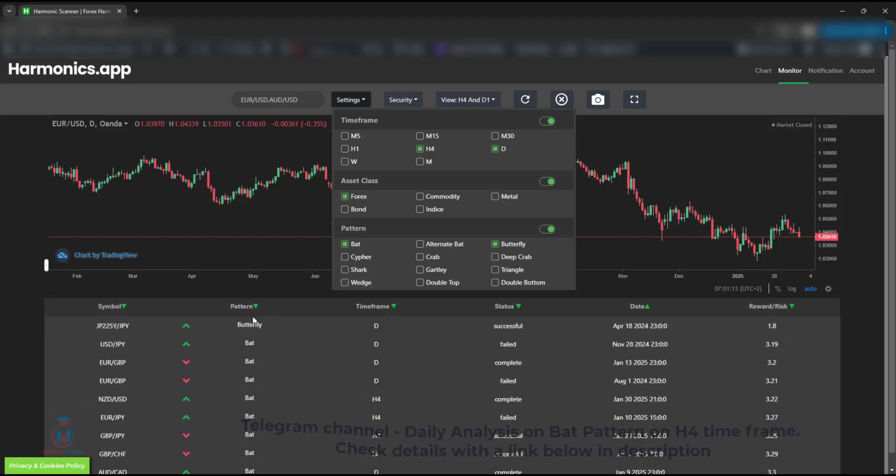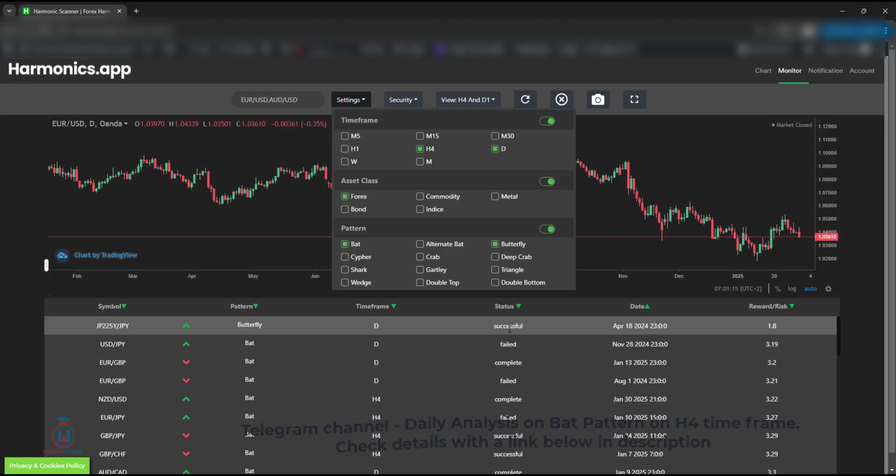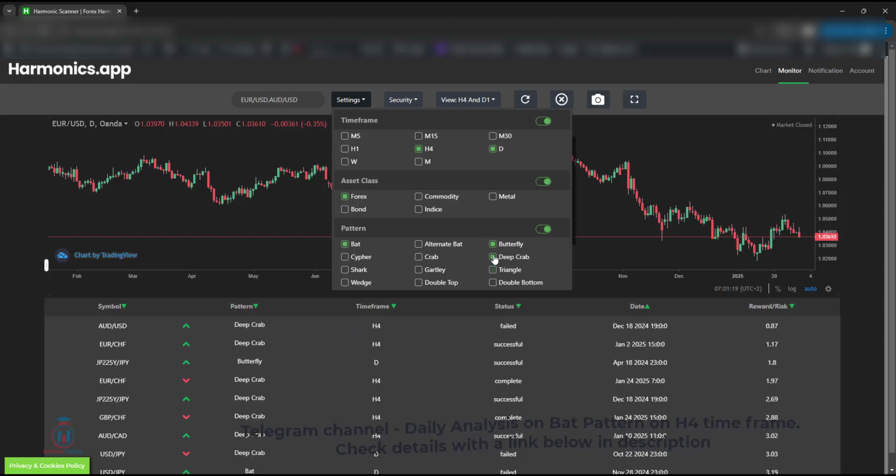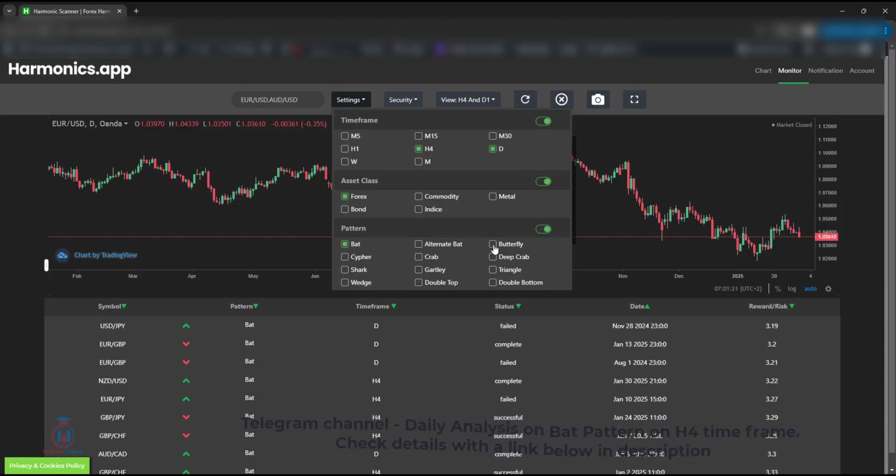Now you can see a butterfly has been visible here, and it was a successful one on the daily time frame. Deep crab, triangle, and so on. You can add as many as you would like. I have selected only the bat pattern because it is much easier to track only one. It is up to you which one you would like.